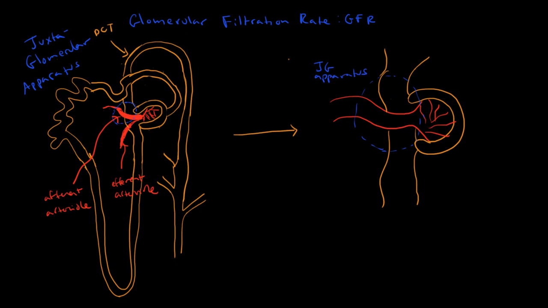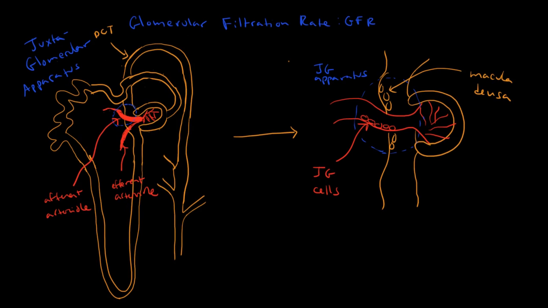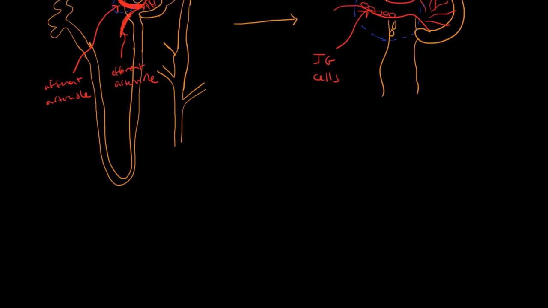So what makes up the juxtaglomerular apparatus? Cells in the afferent arteriole are the juxtaglomerular cells. I'm just going to sometimes call them JG cells. And cells in the distal convoluted tubule in this area are called the macula densa. The macula densa and the JG cells together make up the juxtaglomerular apparatus, and they will work together to increase blood pressure when it's too low.